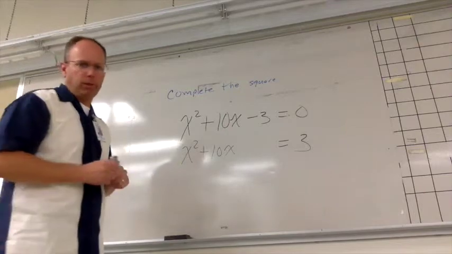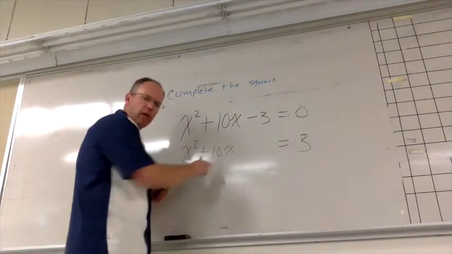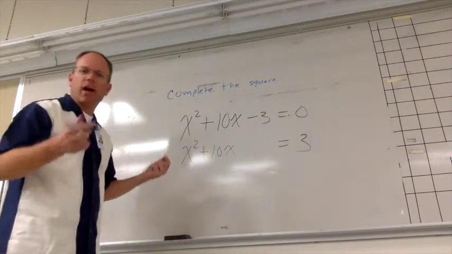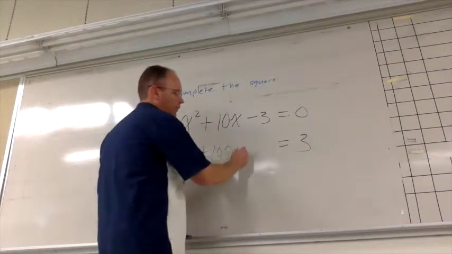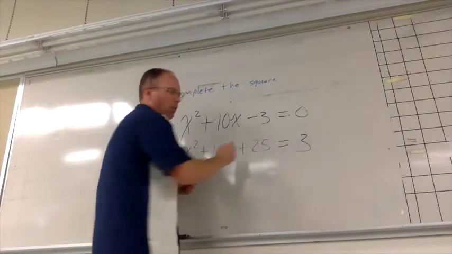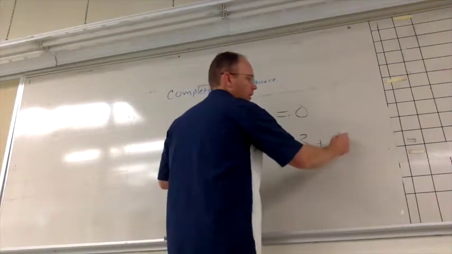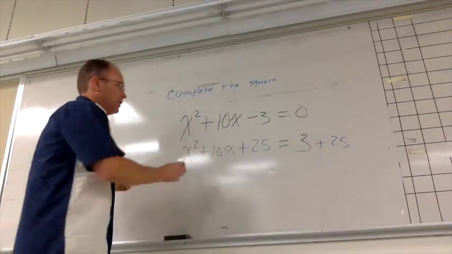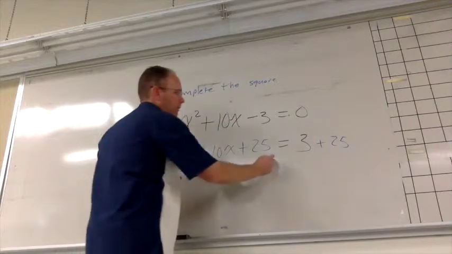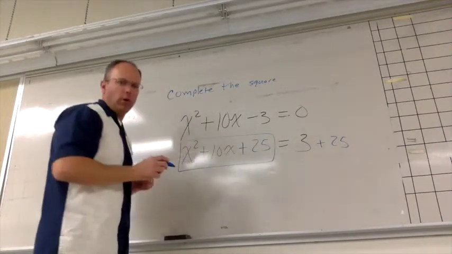Now we're going to go ahead and complete the square. Half of 10 was what? 5. 5 squared is 25. So I'm going to go plus 25. And what I add to one side of the equal sign, I have to add to the other side. Okay? So this right here is my perfect square trinomial.